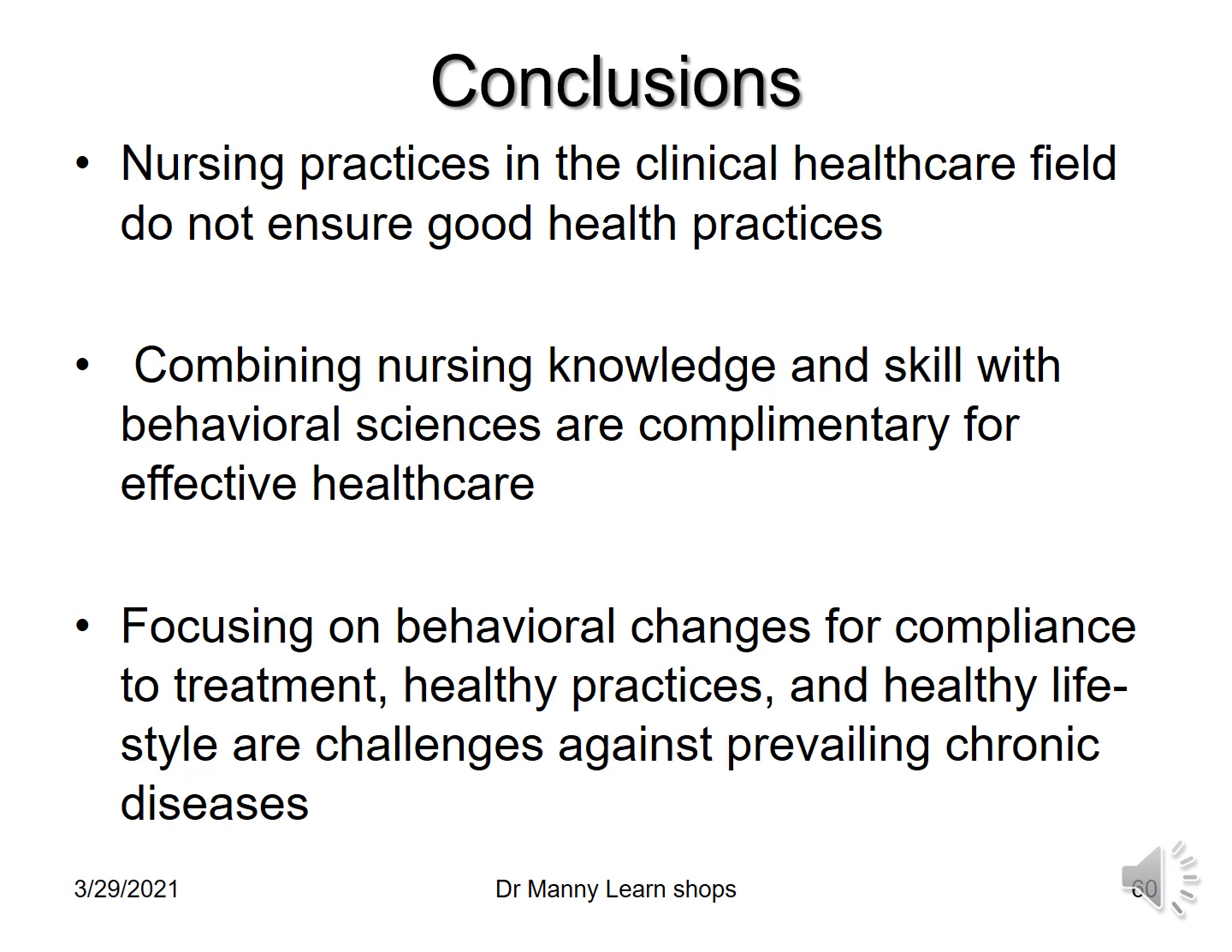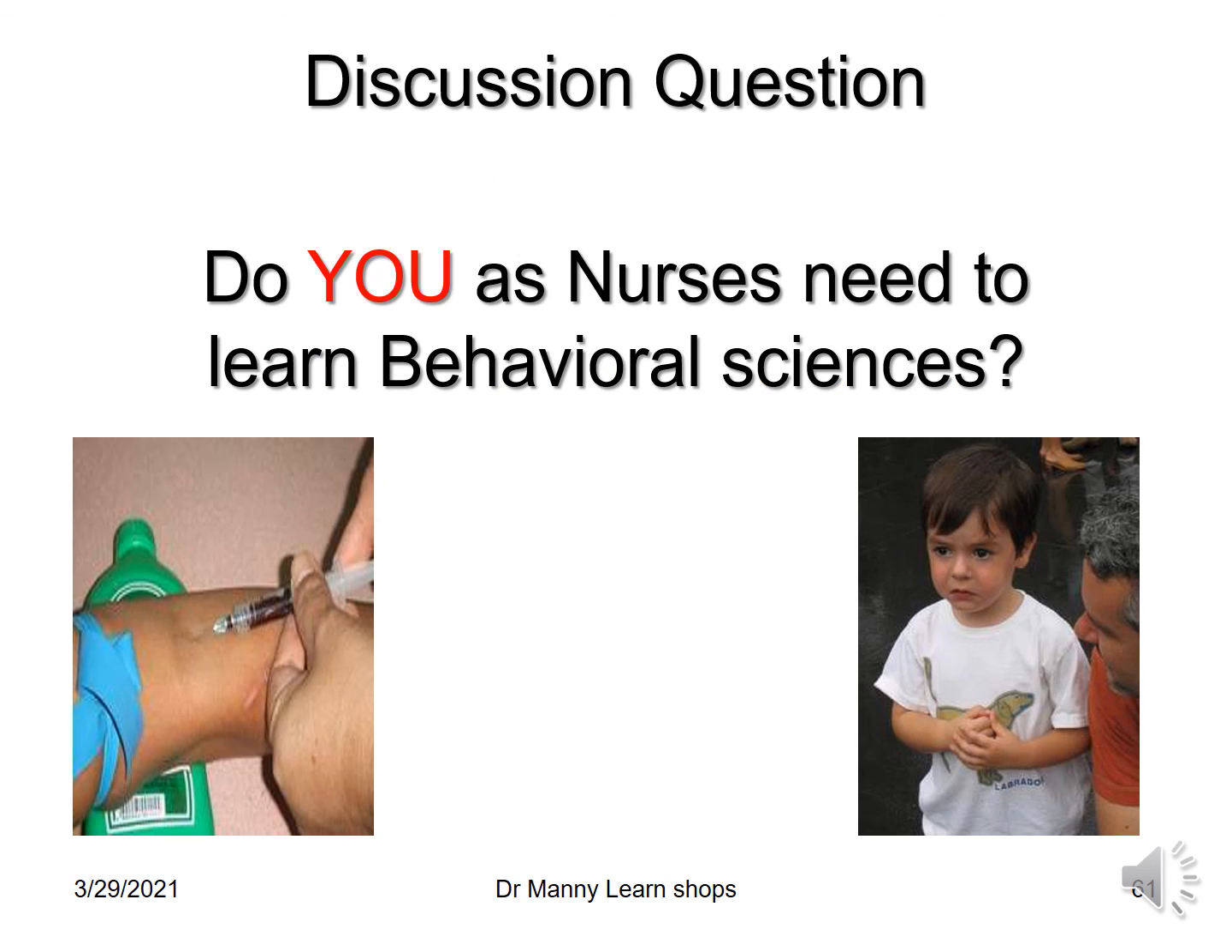So conclusions basically are, nursing practices in clinical healthcare field do not ensure good health practices. Combining nursing knowledge and skill with behavioural sciences are complementary for effective healthcare. Focusing on behavioural changes for compliance to treatment, healthy practices and healthy lifestyle are challenges against prevailing chronic diseases. Here's a discussion question. Do you as nurses need to learn behavioural sciences? Something for you to reflect on.